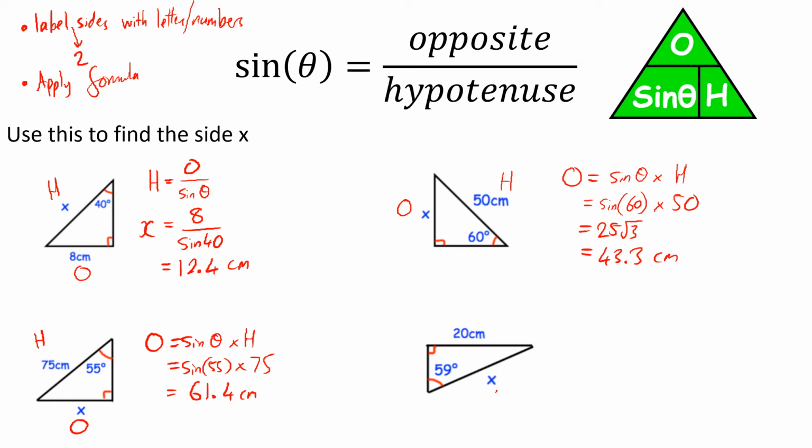Last one, hypotenuse is x, opposite is 20, and we're trying to find our hypotenuse this time, so we want to do O divided by sine theta. So we're going to do x is 20 over sine 59, which gives you 23.3 centimeters, longer than the 20, so we think we've done it right. Okay, that's the general idea.